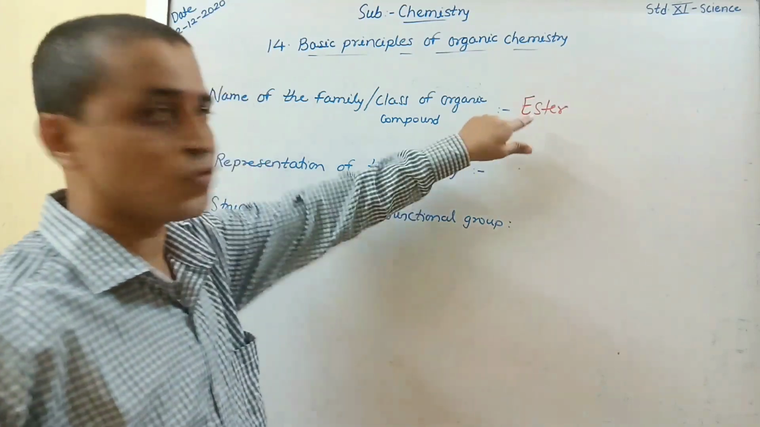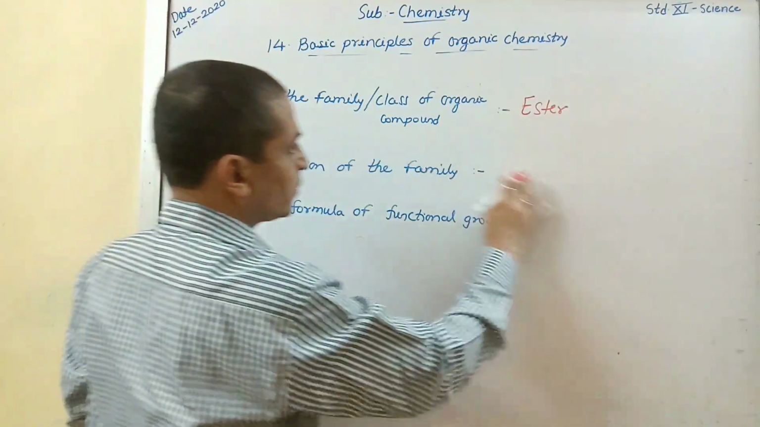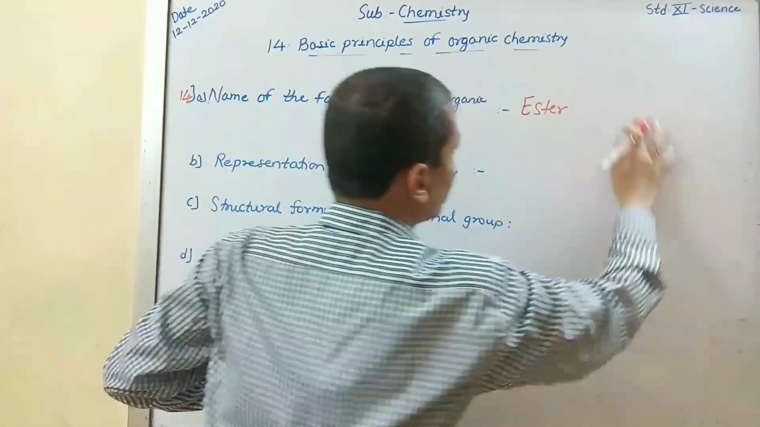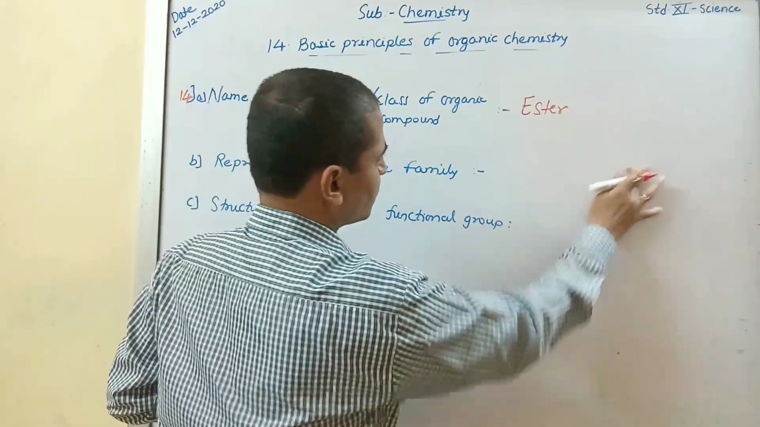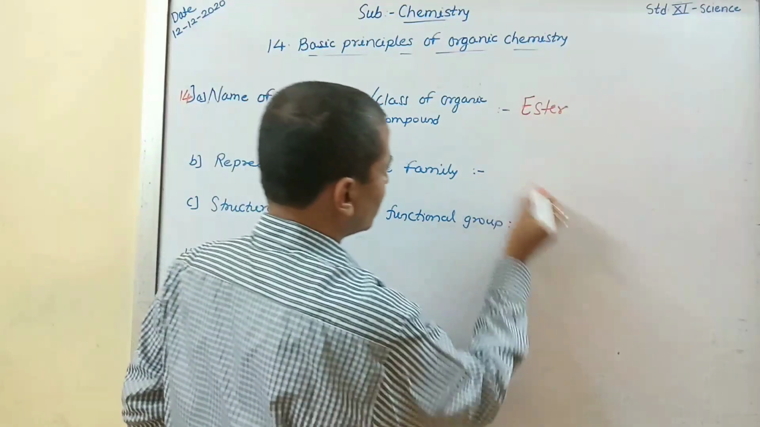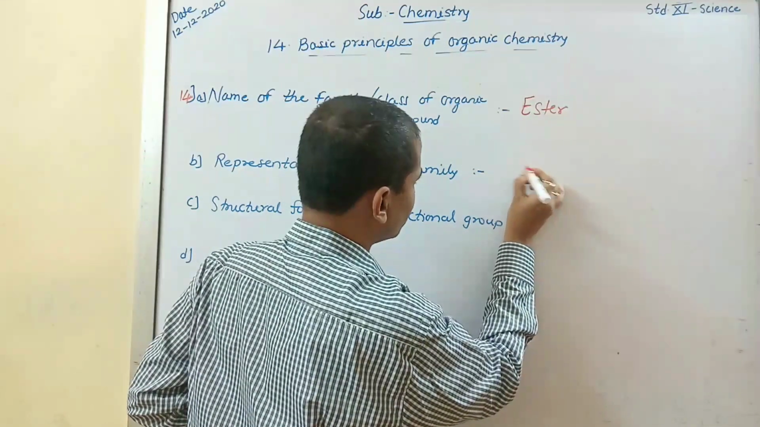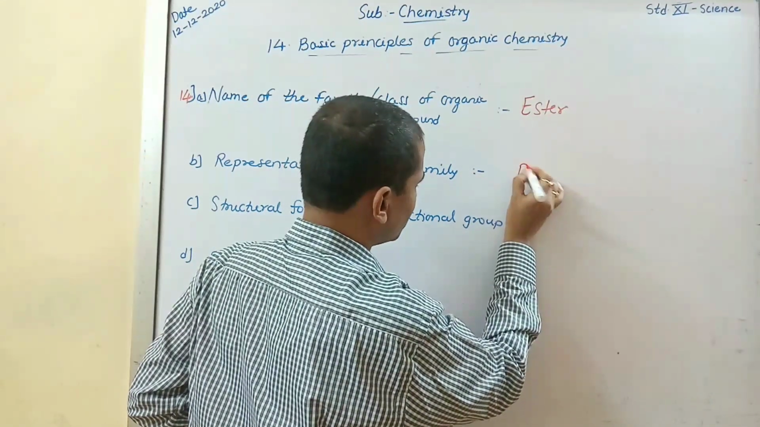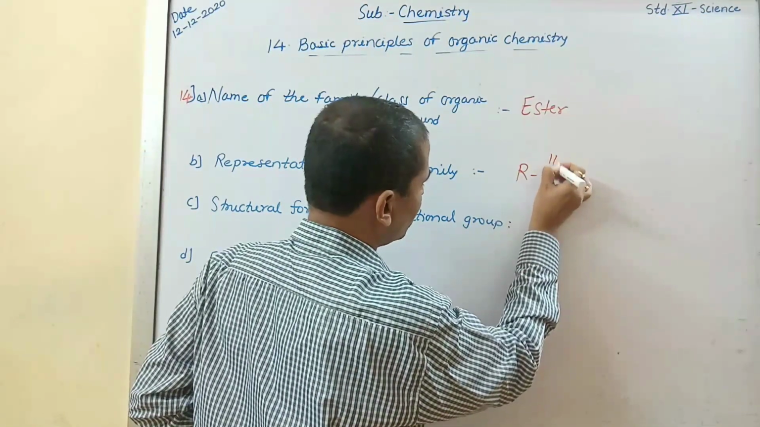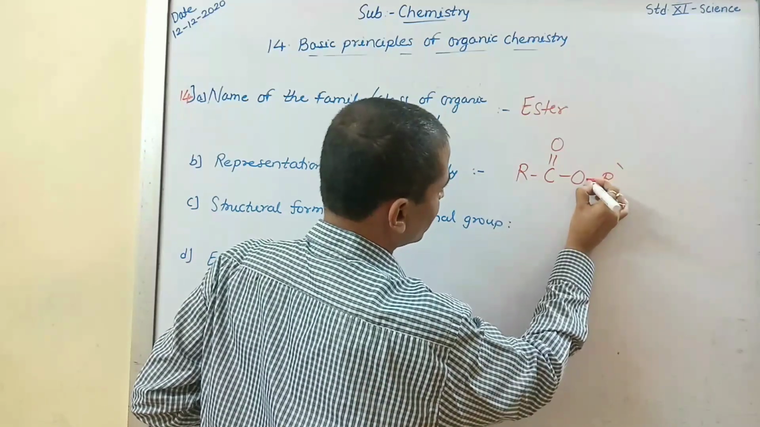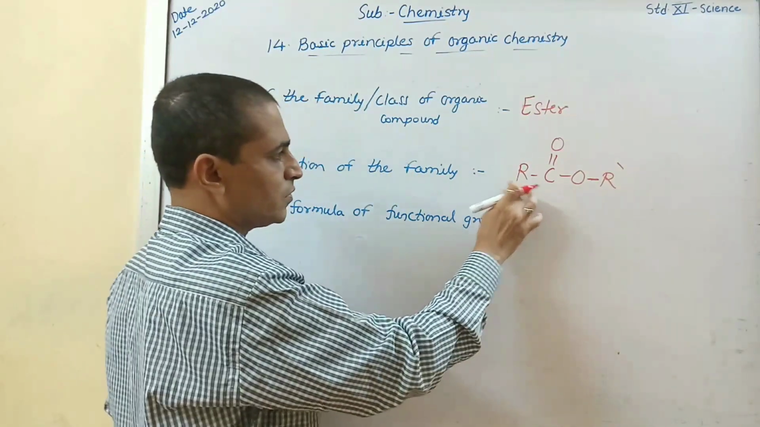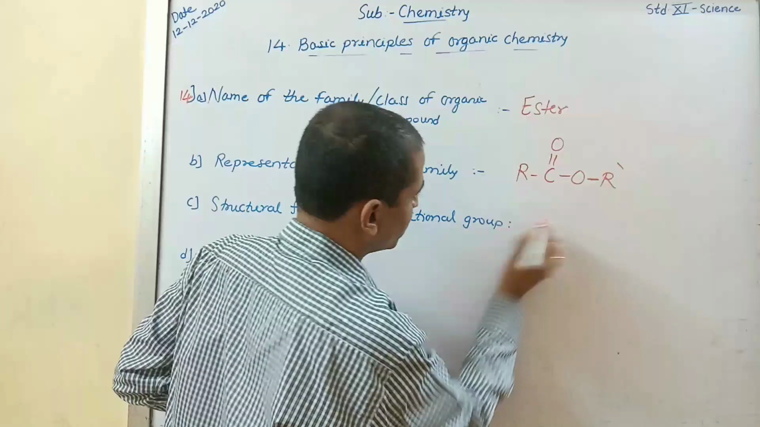Esters are used in what? Perfumes and other coatings also. The formula is RCOOR dash. R dash and R may be the same or different alkyl groups.